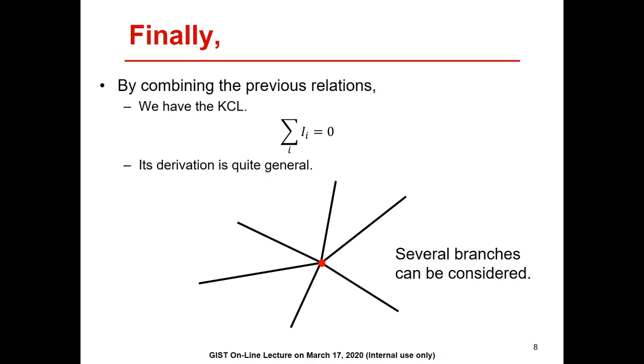As we have seen up to now, the derivation of the KCL is quite general. We have not introduced any assumption. It can be applied to an arbitrary number of branches. Also, it can be applied to time-varying situations. Since one node contributes one equation, we can solve the coupled set of equations to analyze the circuit. In the next video, simple examples will be shown.